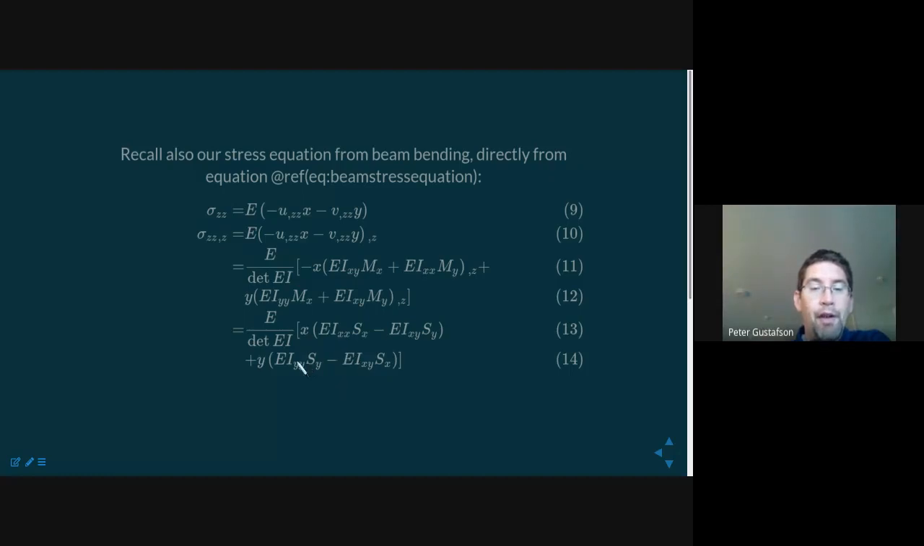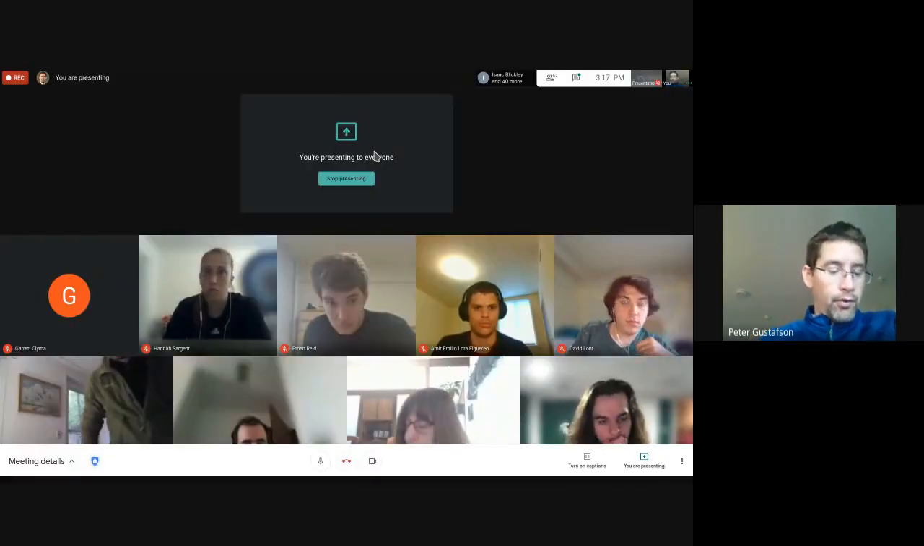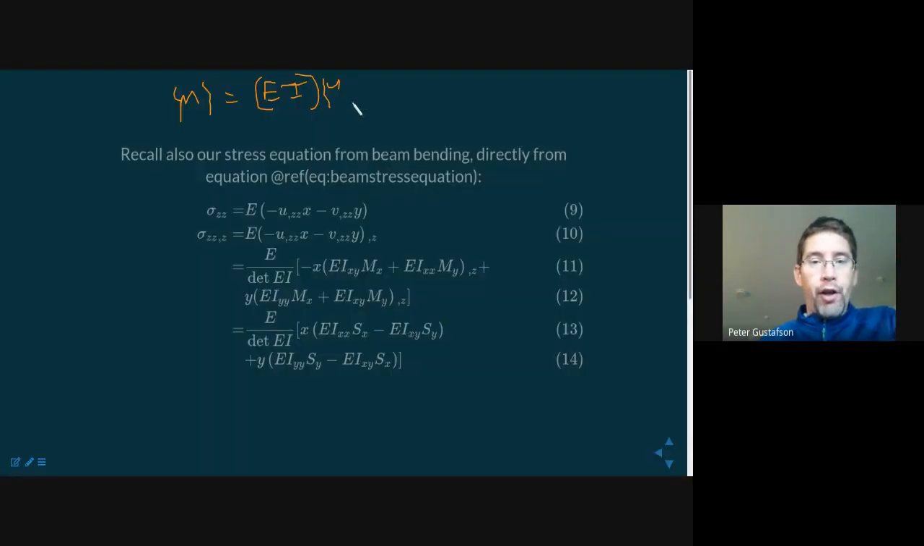Now, the other thing that we did in our beam bending discussion was we had put these equations in a matrix form. So we had M as a vector of length 2 on one side. We had the EI matrix, 2 by 2, times the curvature vector, 2 by 1. Okay, so this was Mx and My is equal to a matrix of EI terms times the curvatures U comma ZZ and V comma ZZ.